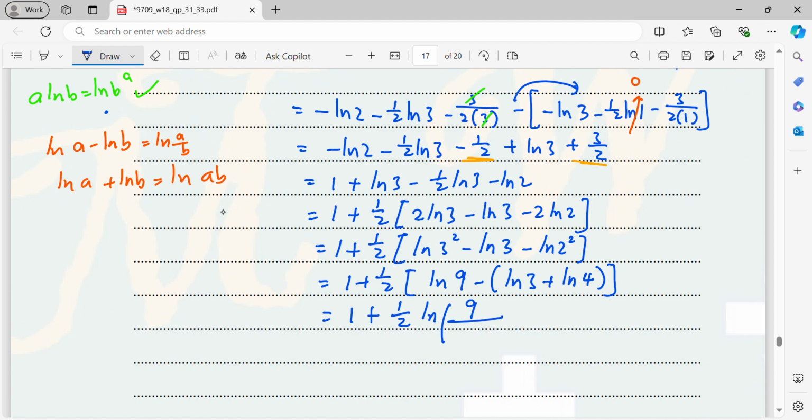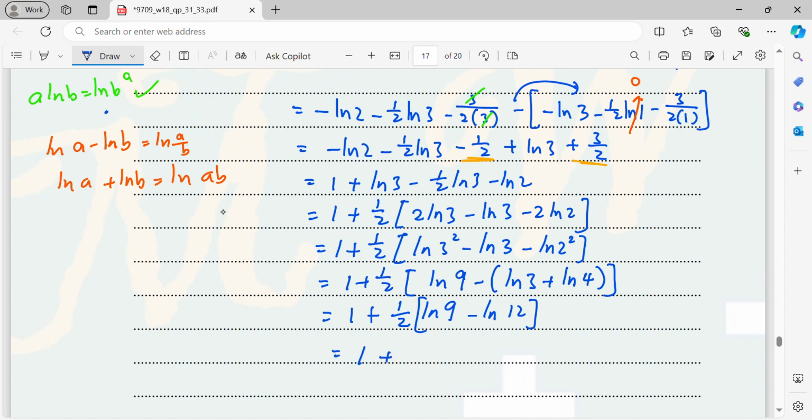Then there is a bracket ln 3 plus ln 4. That is ln, plus together, so you will get 1 ln, right? Probably I will just do like this. It will be ln 9 minus ln 12, because 3 times 4 is 12.